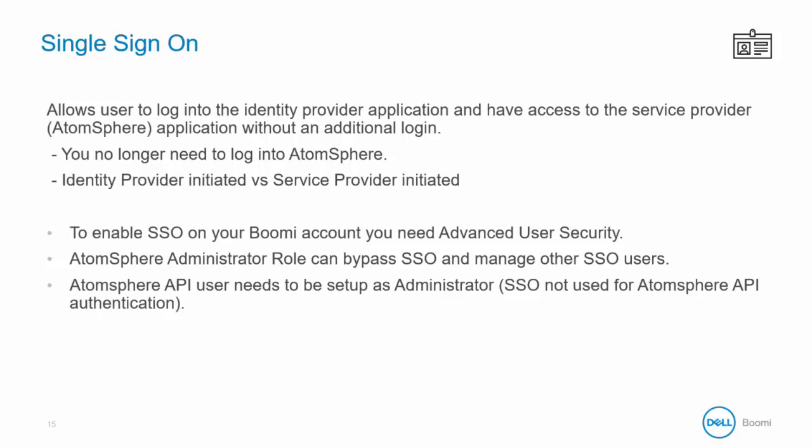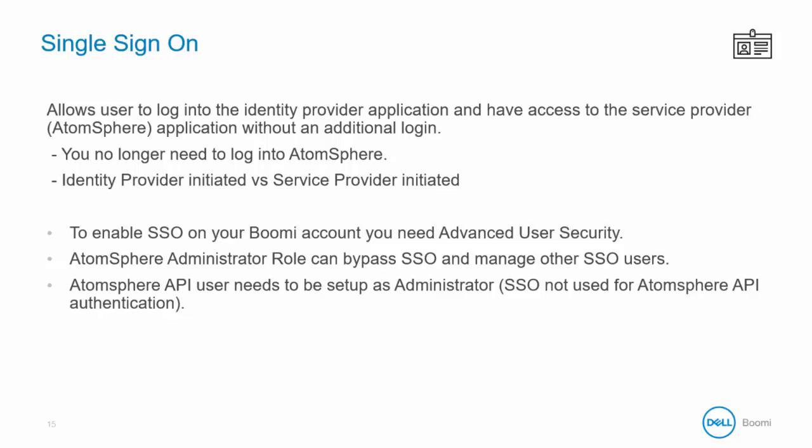The difference being with Identity Provider Initiated, you may log into your organization to verify credentials and be directed to the Atomsphere platform, whereas with the Service Provider Initiated, you will navigate to the Atomsphere platform and be redirected to your organization authentication and then redirected back to the platform.